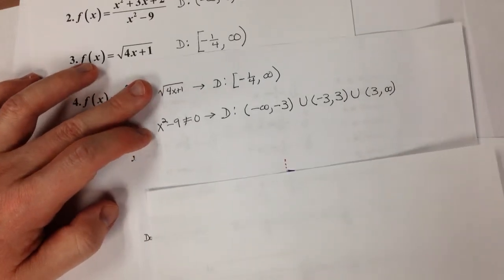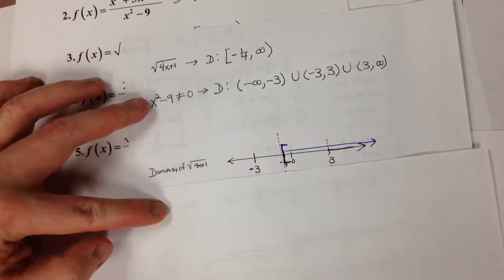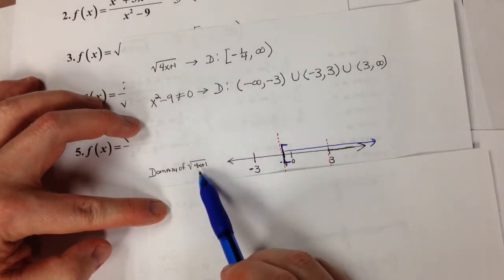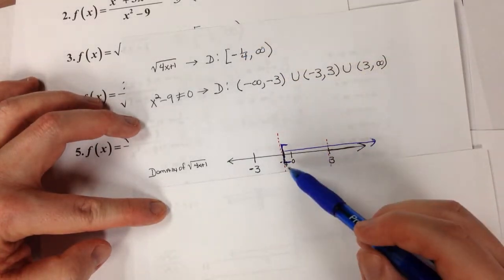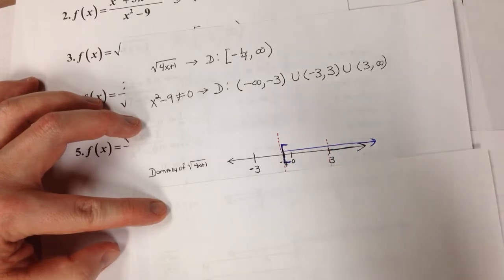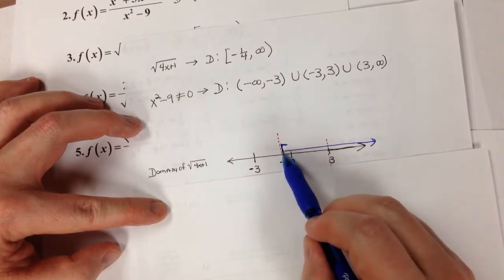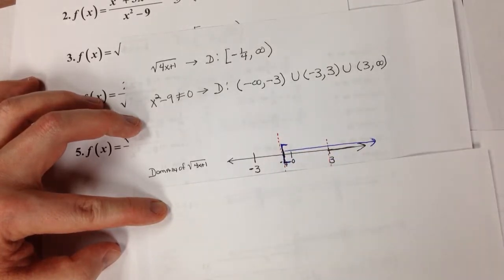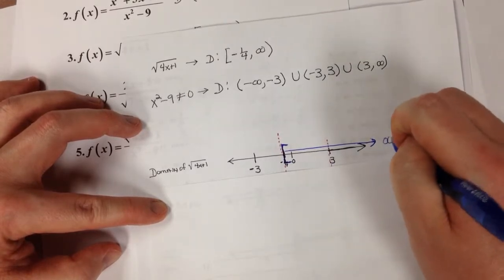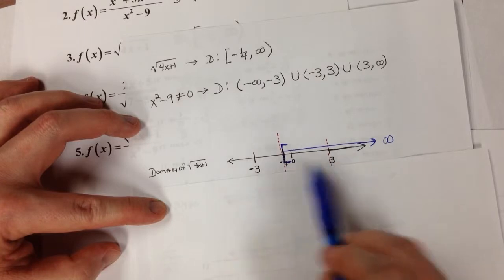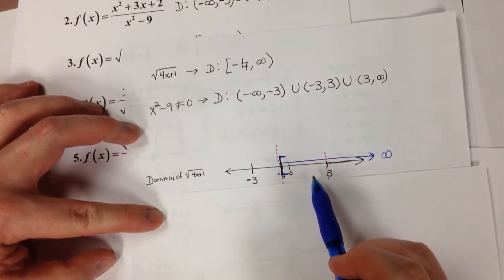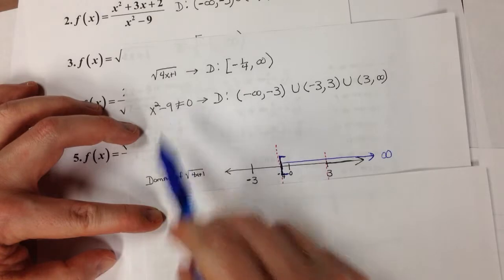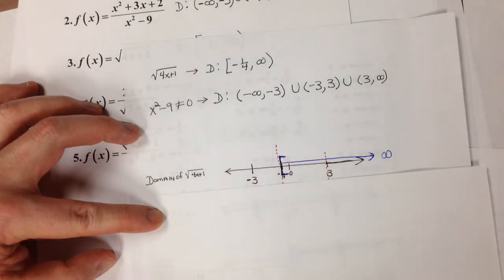Now for the domain of the square root of 4x plus 1, again we had the set of all values of x greater than or equal to negative 1/4. So from a graphing standpoint on a number line, you have a bracket on negative 1/4, and then a ray going out to the right, proceeding to infinity. Now if you notice, I have included the negative and the positive 3, and this is in relation to the domain of that which disallows x squared minus 9 from being equal to 0.